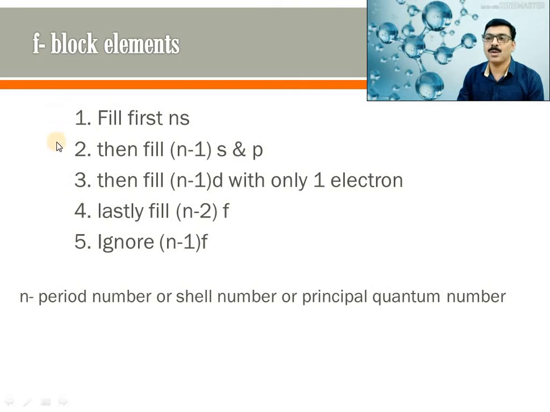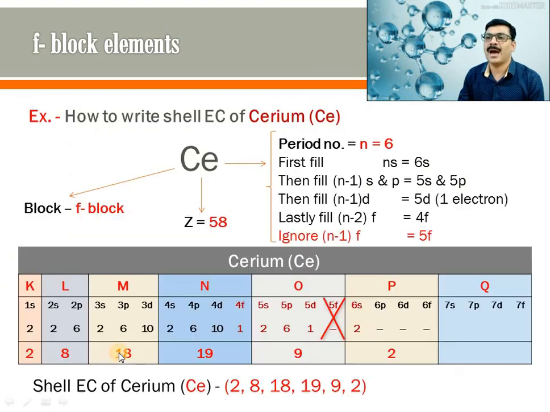And you have to remember all the 5 things: first fill up ns, then fill up n-1 s and n-1 p, then fill up n-1 d with only 1 electron, and lastly fill up the n-2 f orbital and ignore the n-1 f orbital. And if you remember these 5 things, you can easily write the shell electronic configuration of an f block element. For example, how to write the shell electronic configuration of cerium?